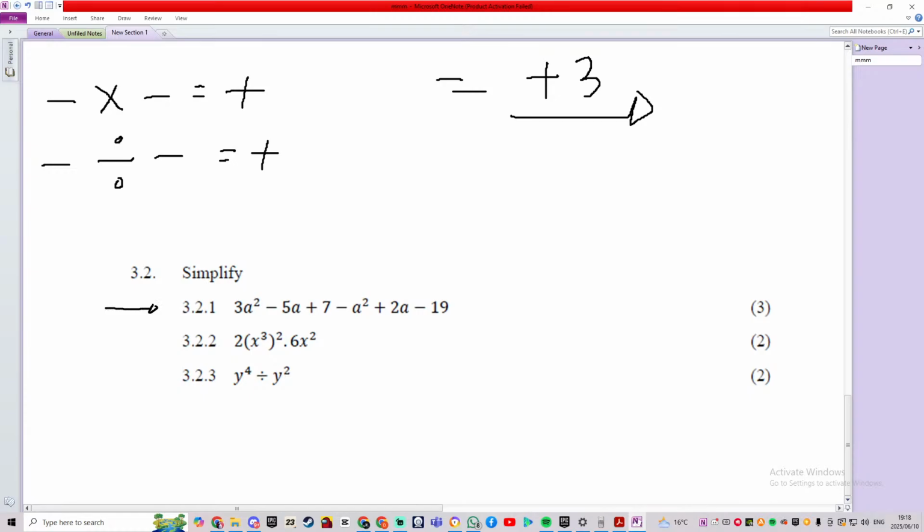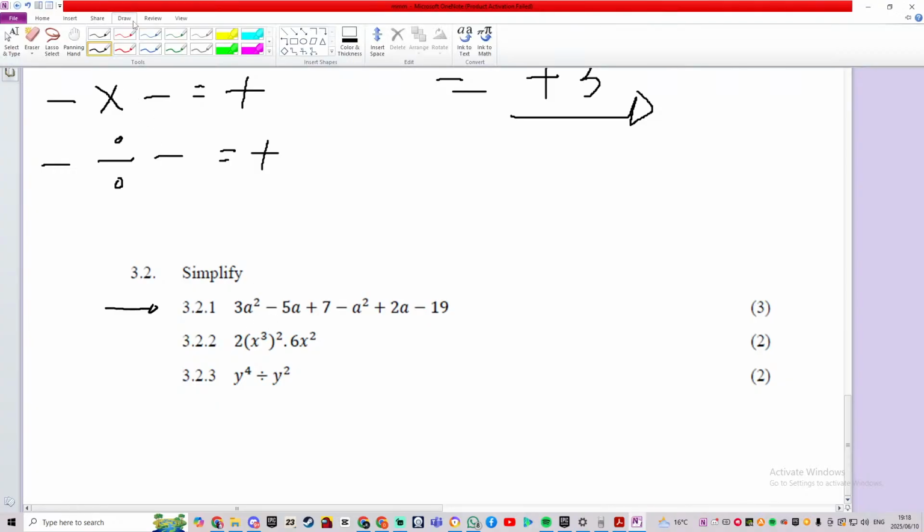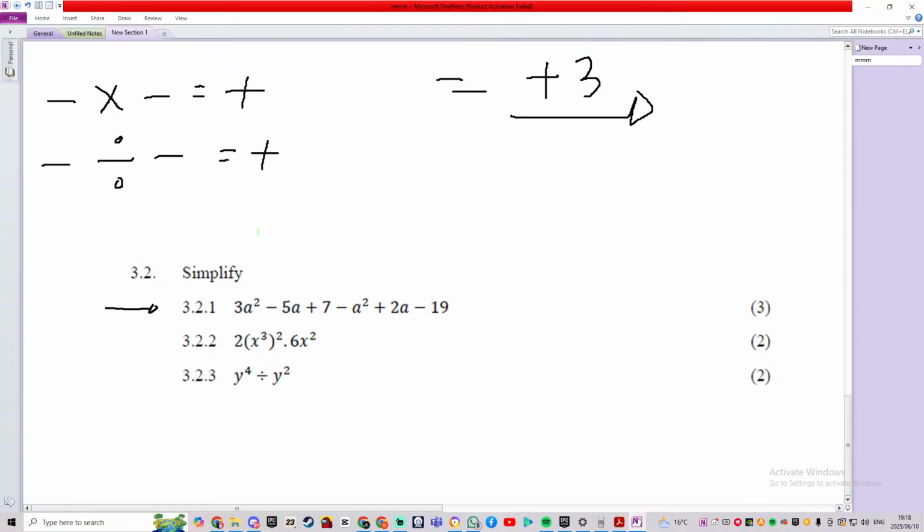Okay, so 3.2.1 says simplify 3a squared minus 5a plus 7 minus a squared plus 2a minus 19. Now in this case I'm going to use my highlighters and I'm adding and I'm subtracting. Remember, when I'm adding and I'm subtracting, I'm going to look at like terms. So 3a squared is a like term with minus a squared.